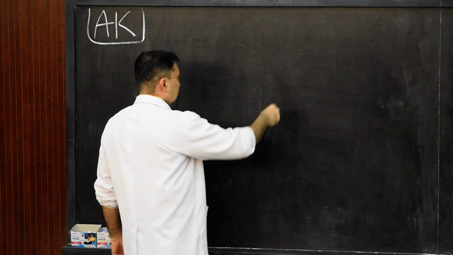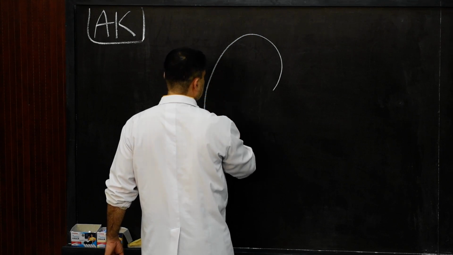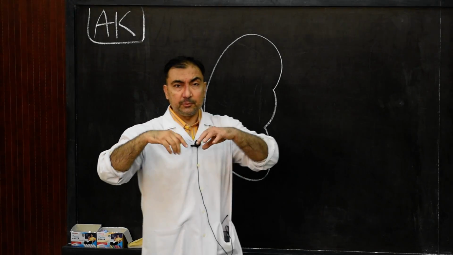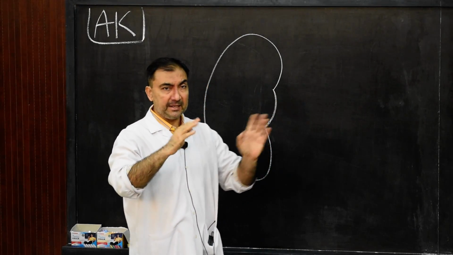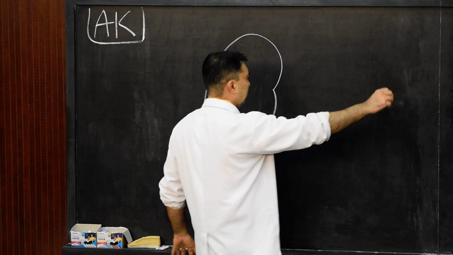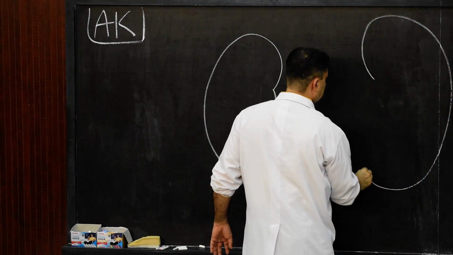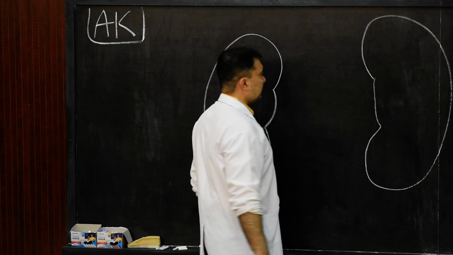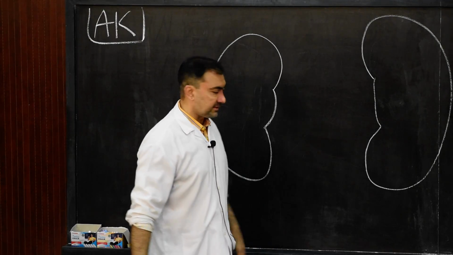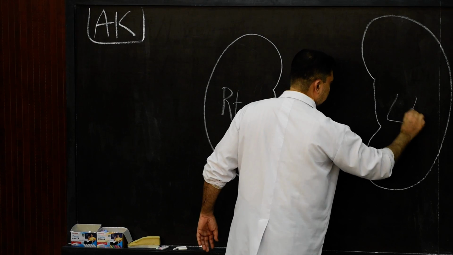Now here, we just basically draw the outline. This is the outline of both the kidneys, because we are going to describe the relations of the posterior surface of the right and left kidney. So this is the basic outline of the right kidney. Over here I am going to draw the basic outline of the left kidney. Right and left. We know that the right is at a lower level than the left, as we discussed in the last segment. So here, this is the right kidney and this is the left kidney.